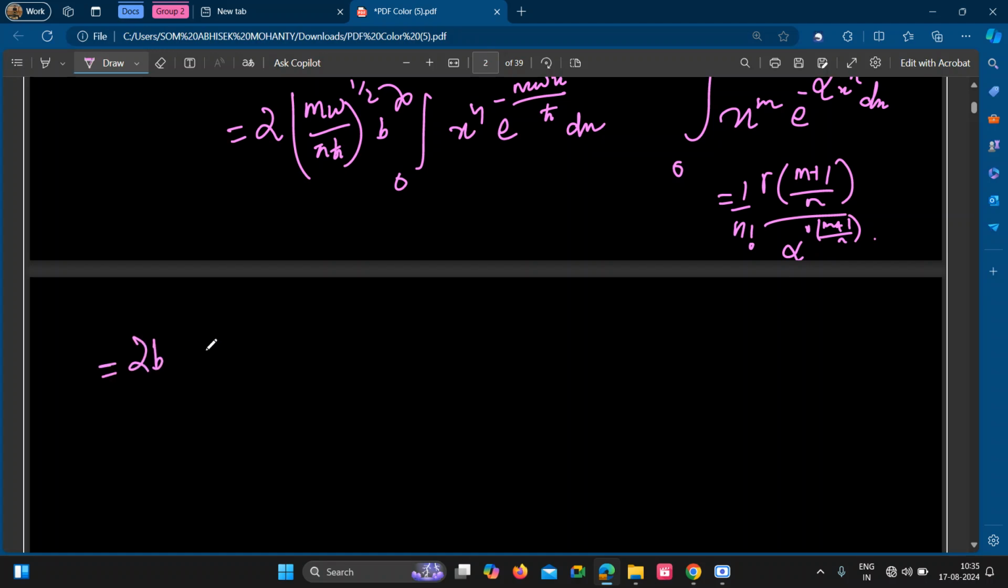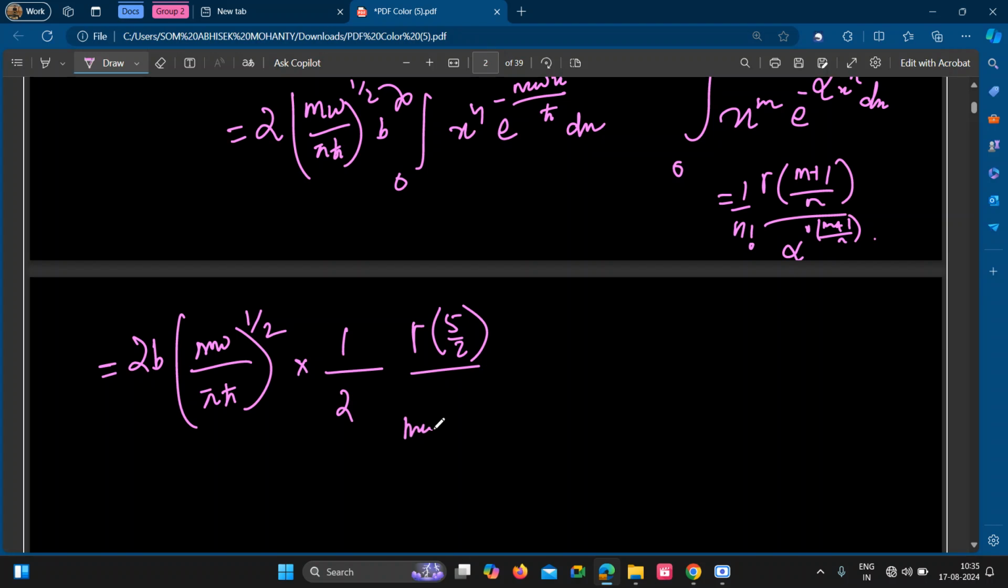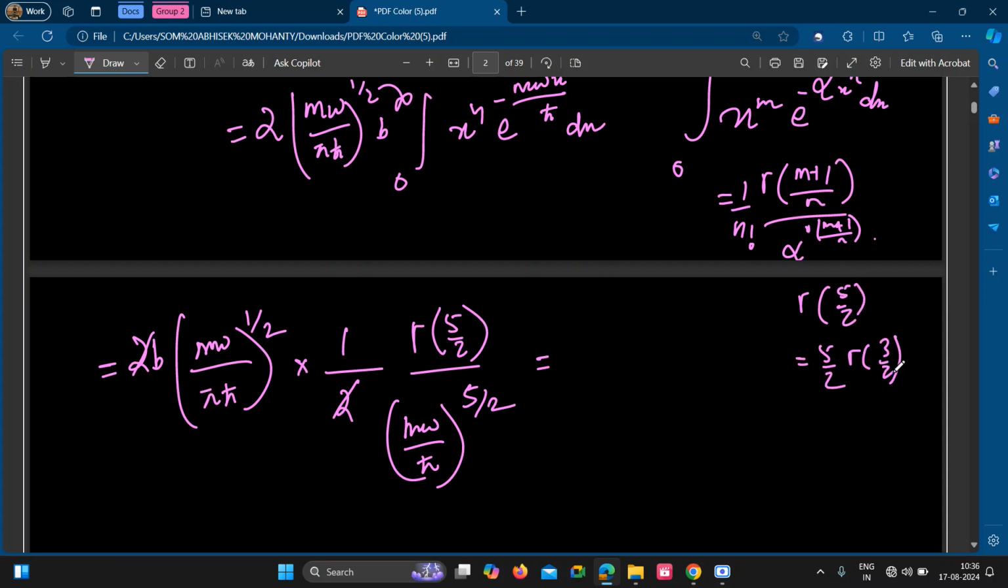So 2b (m omega by pi h cut) to the power 1 by 2 into 1 by n factorial 2, and gamma m plus 1, that is 4 plus 1 by 2, that is 5 by 2, gamma 5 by 2, divided by (m omega by h cut), that is alpha here, to the power 5 by 2. So 2 gets cancelled out. Gamma 5 by 2 means 5 by 2 gamma 3 by 2, then 3 by 2 into half gamma half, so gamma half is root pi.